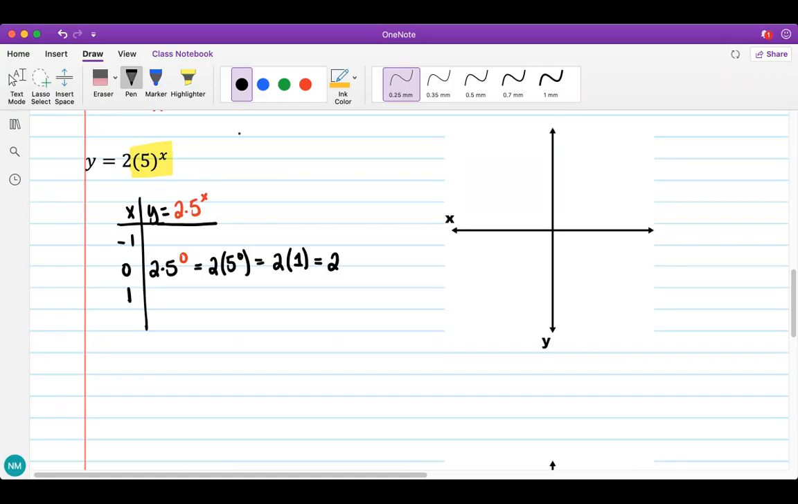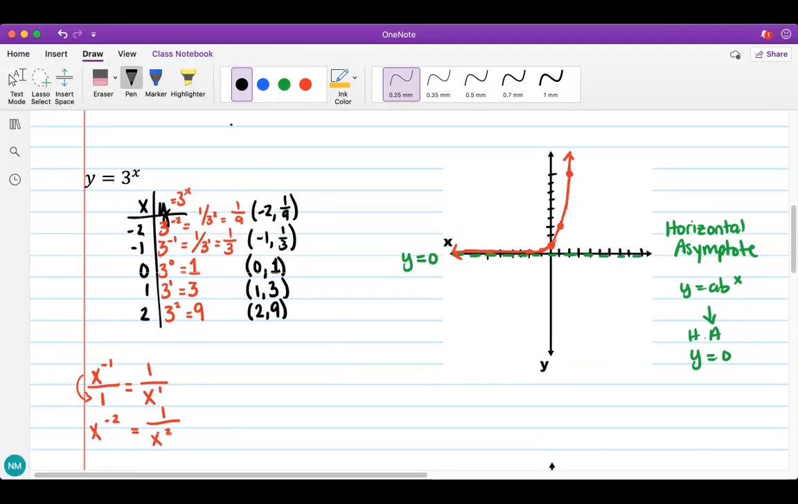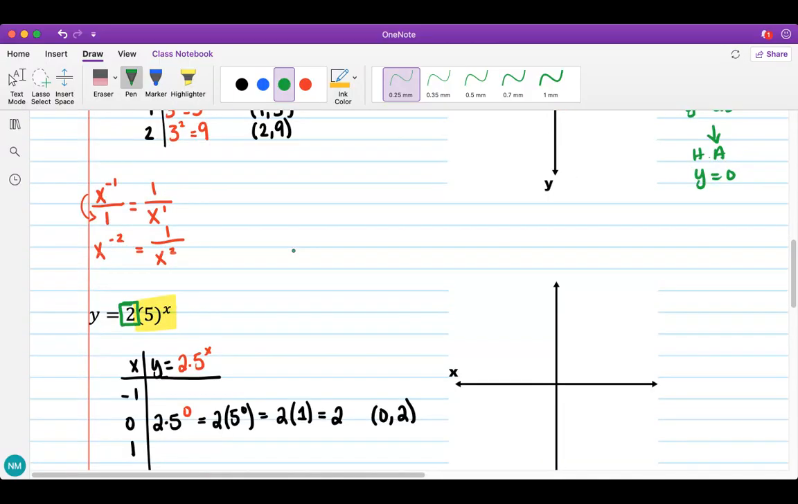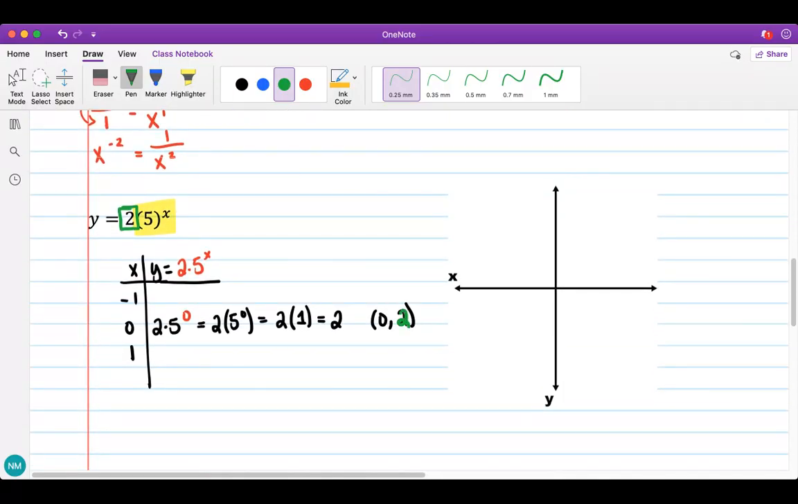We could have already known this because when we spoke about this to begin with, this is always our y-intercept, (0, a), which is 2. My a value doesn't look like there is one, but there is. Technically, my a value is 1, it's 1 times, and that's why this 1 is here. So this is (0, 2). So let's put that point, (0, 2).